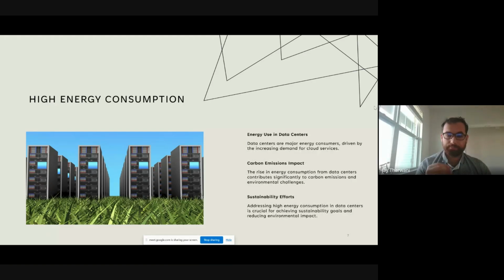So yeah, data centers are major energy consumers, and there's a carbon emissions problem. More energy use leads to burning of fossil fuels. Burning of fossil fuels leads to carbon emissions and environmental challenges, right? So that's where we are right now, given the numbers. Any questions here?